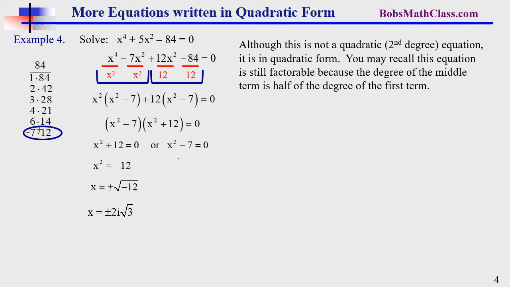All right, let's do the other one. Add 7 to both sides. Now use the square root property. And that's it. x equals plus and minus the square root of 7. So we have 4 answers here. So plus and minus 2i square root 3 and plus and minus square root 7.